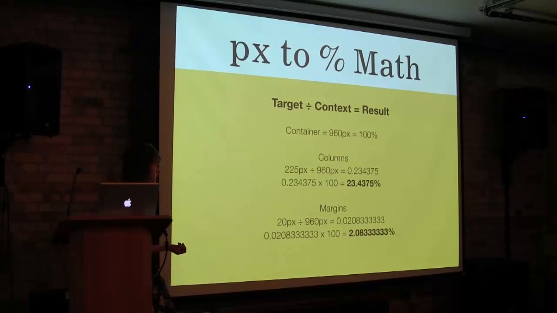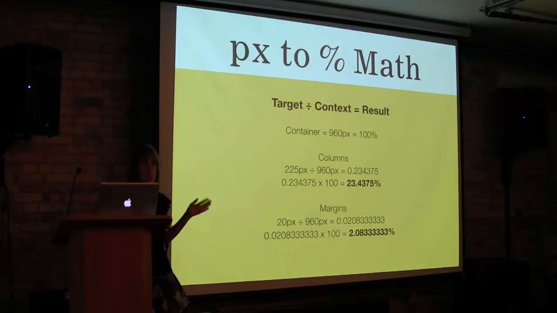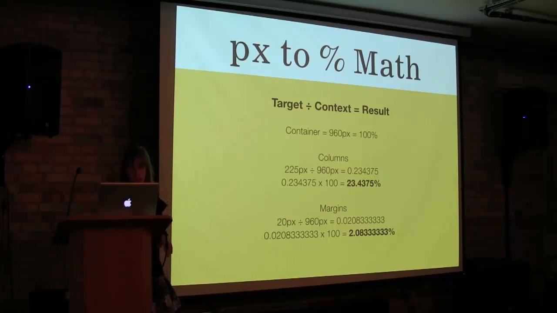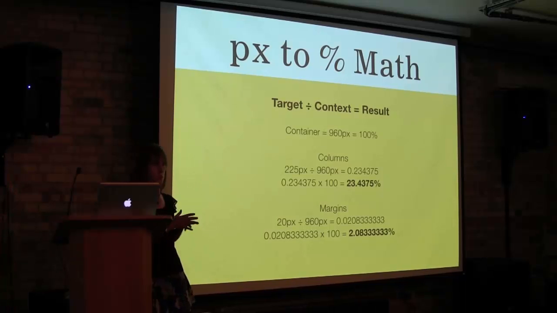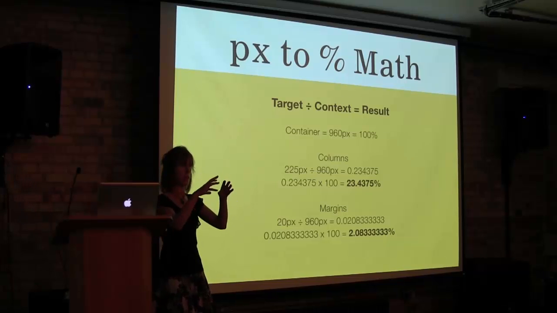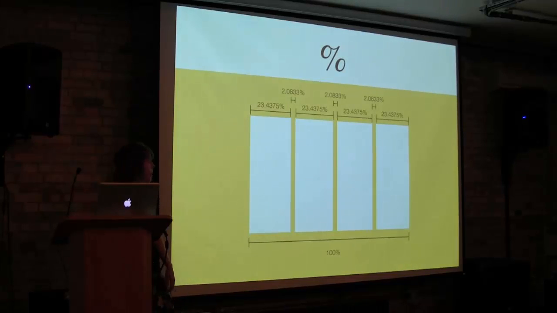Margins is the same deal. At the moment our margins are 20 pixels, so we divide that 20 pixels by the container, which is 960, get a decimal, times it by 100 and we get the percentage. So this is the overall container. We've got to think a little bit more detailed when it comes to inner divs and that sort of thing, but that's for another time.